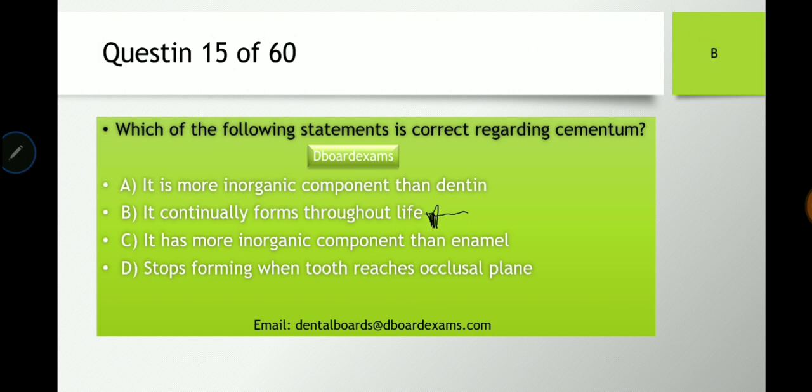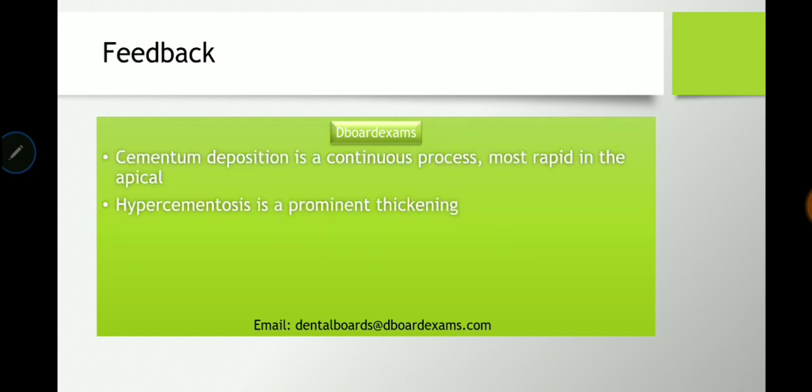Let's look at our feedback here. Okay. So cementum deposition is a continuous process, most rapid at the apex of the tooth. And the condition whereby you have more production of cementum is called hypercementosis. Okay, this usually makes extraction of teeth difficult. Okay, but you see more prominent thickening, usually on the radiograph. Make sure you know how to identify hypercementosis.